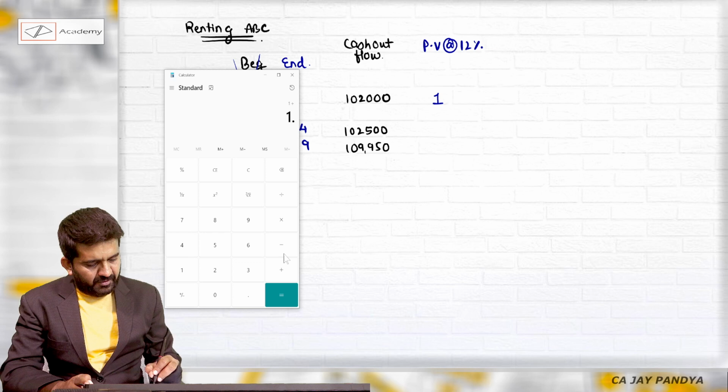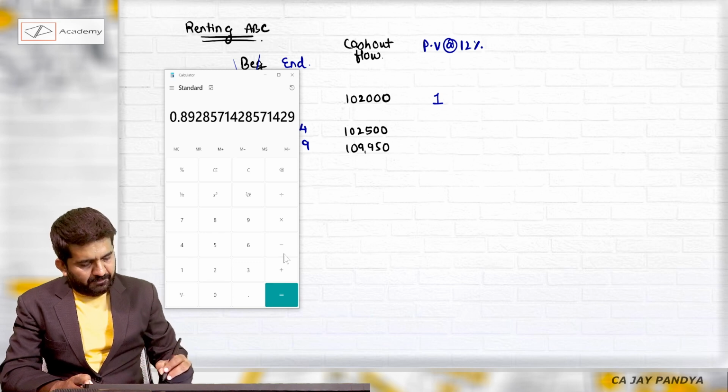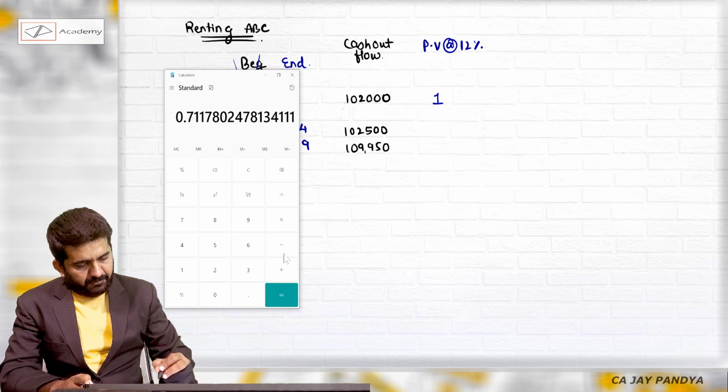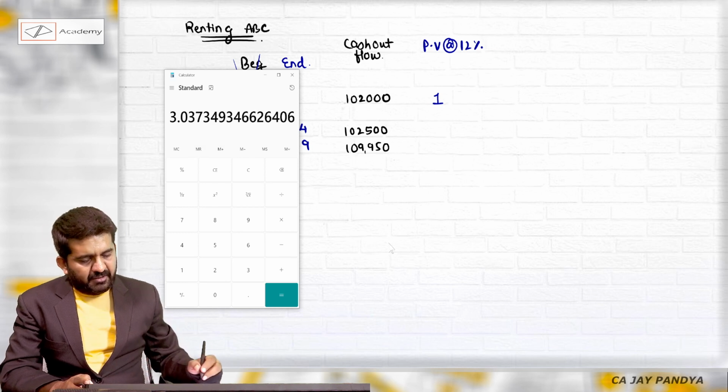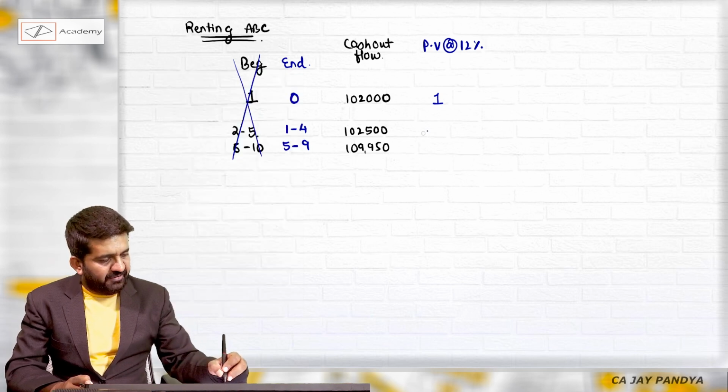1 divided by 1.12, plus, plus, plus, plus. MRC is 3.037.